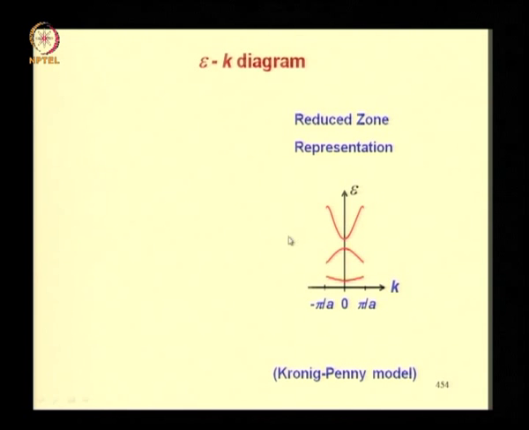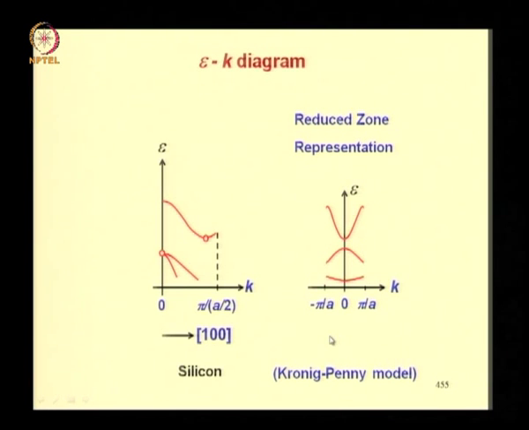That is why you come up with a reduced zone representation where you can show just one period from minus pi by a to plus pi by a. Further, if the function is even, you can even restrict the information to just 0 to pi by a, because the same thing will be reflected on the region 0 to minus pi by a. So in fact this is the kind of thing that is used to show E-k diagrams of real semiconductors, which are more complex.